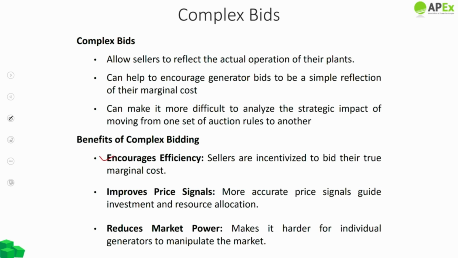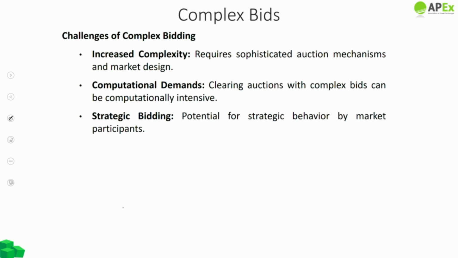It improves the price signals because the price reflects the constraints of the generation technologies, and it also reduces market power because the price is discovered through a complex process difficult to maneuver. With all of its benefits and the capability to tackle the challenges faced by the simple bidding rules, the complex bidding has its own challenges of increased complexity, requiring sophisticated auction mechanisms and market design. The competition requirements are also intensive and participants can resort to strategic bidding, which is difficult to detect.